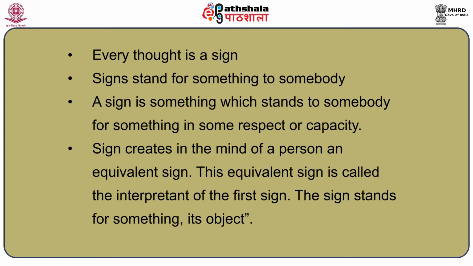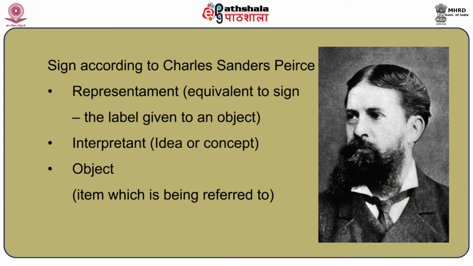So, these 2 are technical terms used by C.S. Peirce. One is interpretant, the other is object. In fact, there are 3 technical terms used by C.S. Peirce: interpretant, sign and object. So, sign, we have seen that it is that which stands to somebody for something in some respect or capacity. This is called by C.S. Peirce representamen.